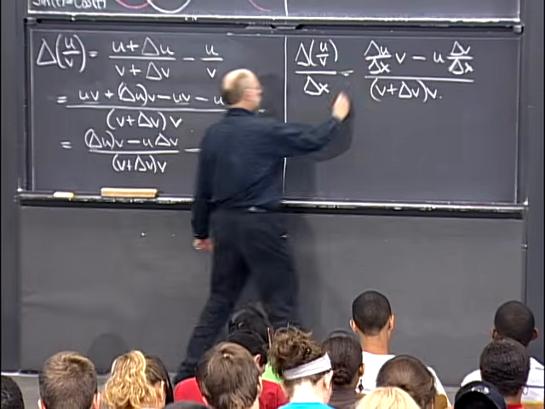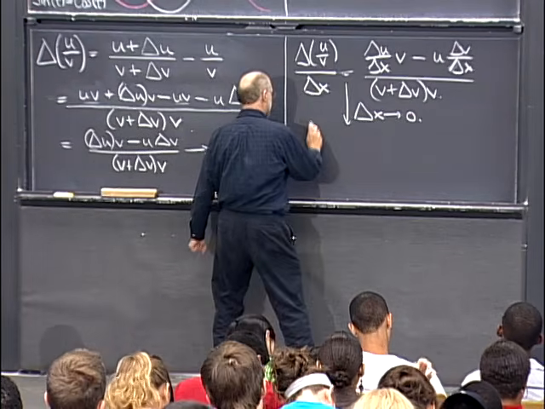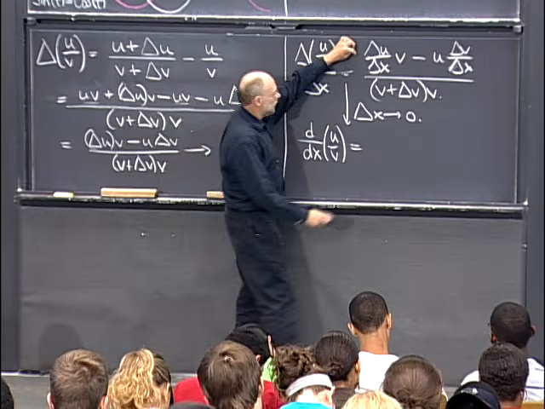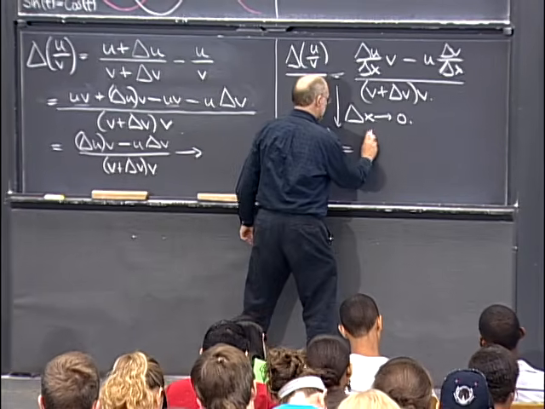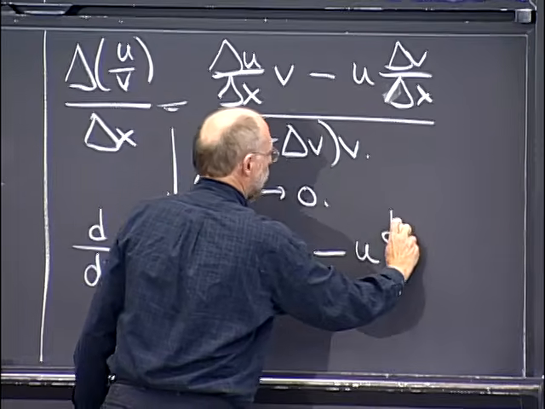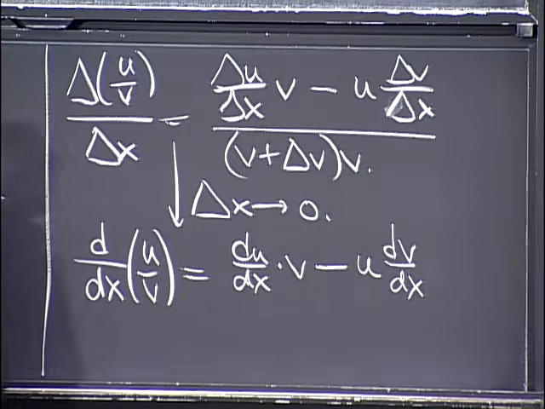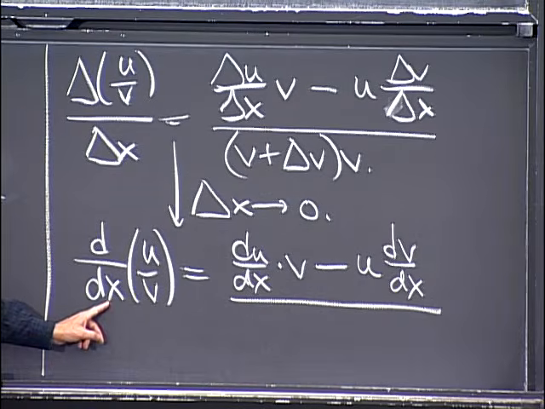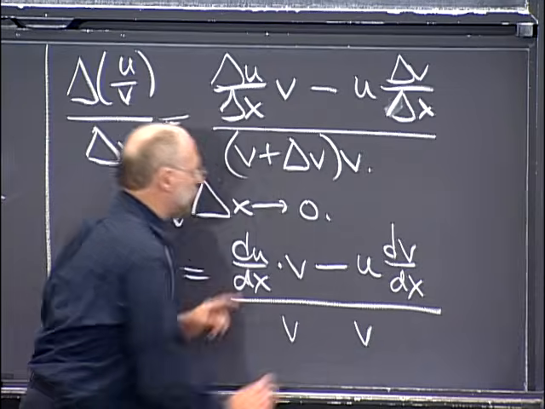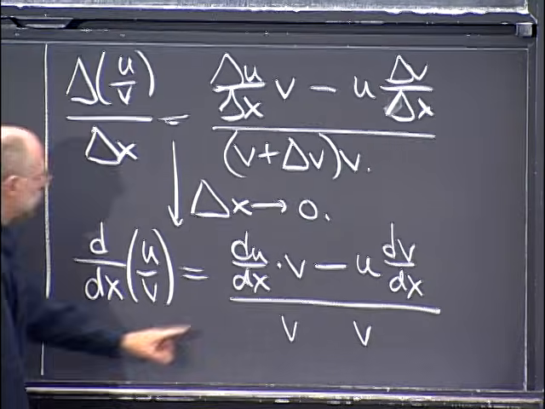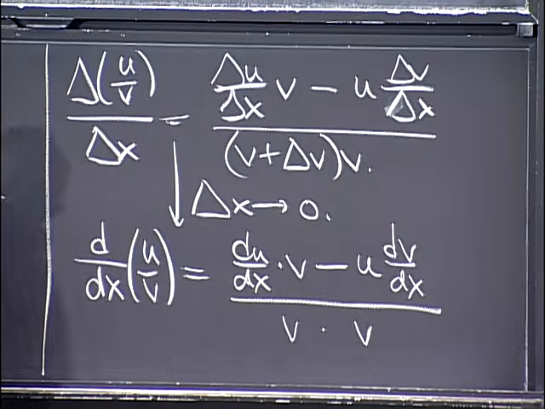Next up, take the limit as delta x goes to 0. I get, by definition, the derivative of U over V. And on the right-hand side, well, this is the derivative dU/dx, right? Times V, and then minus U times, and here it's the derivative dV/dx. Now, what about the denominator? When delta x goes to 0, V stays the same. What happens to this delta V? It goes to 0 again because V is continuous. So delta V goes to 0 with delta x because they're continuous, and you just get V times V.